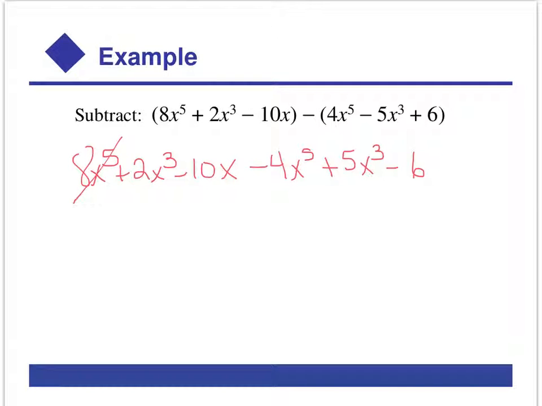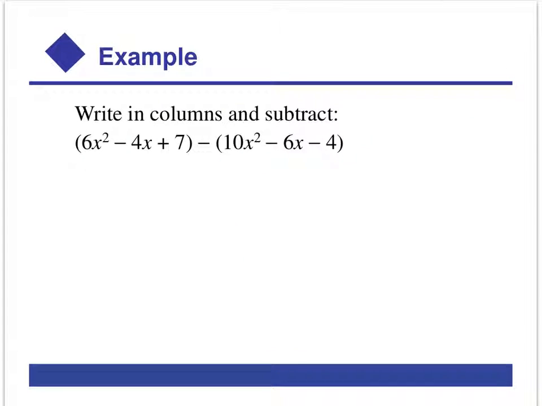8x to the fifth minus 4x to the fifth gives me 4x to the fifth. I don't have an x to the fourth power, so now I have a 2x to the third and a 5x to the third, so that gives me a 7x to the third. I don't have an x squared, but I do have an x to the first. Simply it's just the 10x to the first, and then our negative 6.